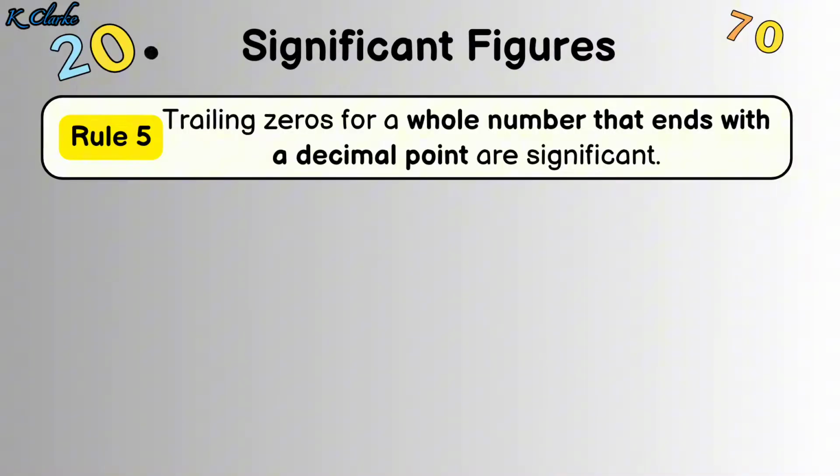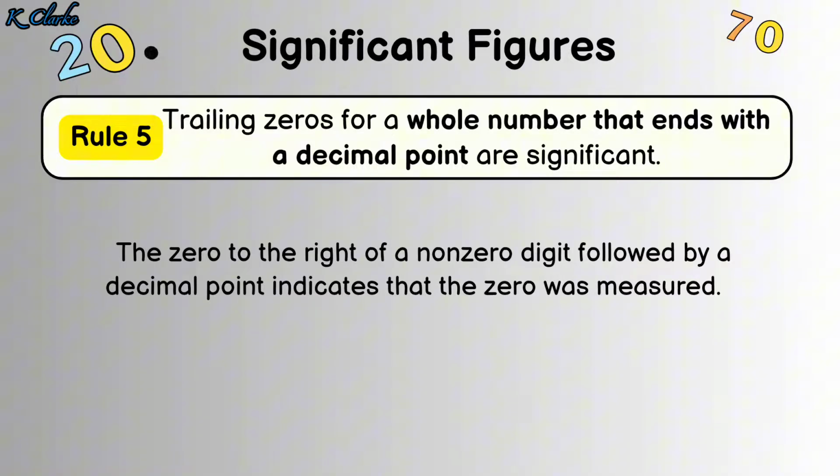Rule 5. Trailing zeros for a whole number that ends with a decimal point are significant. The 0 to the right of a non-zero digit followed by a decimal point indicates that the 0 was measured.